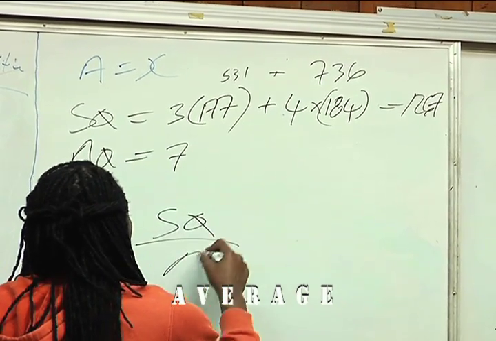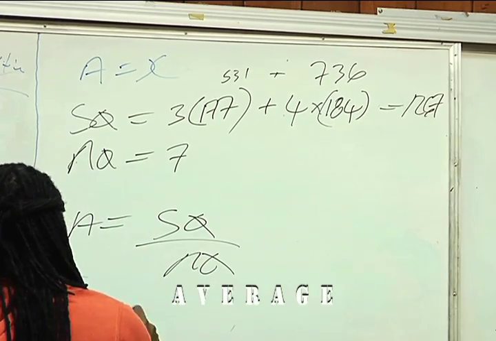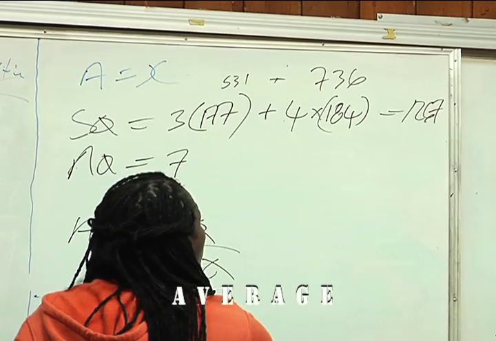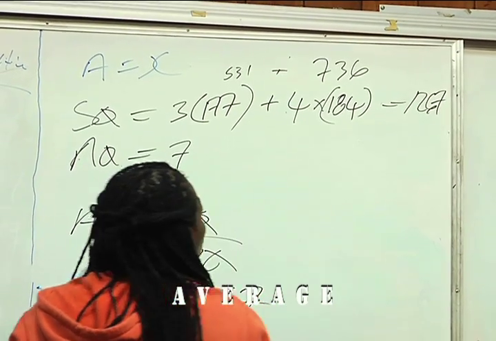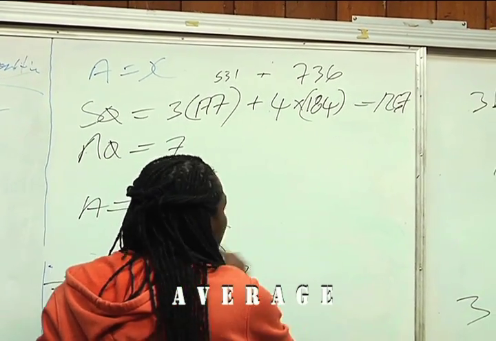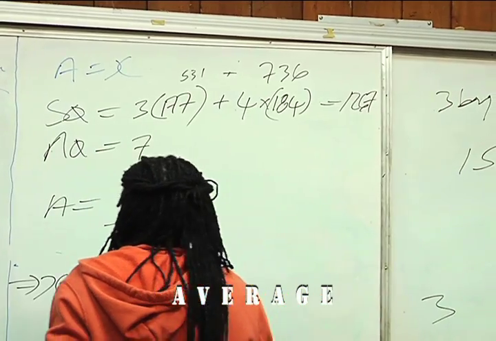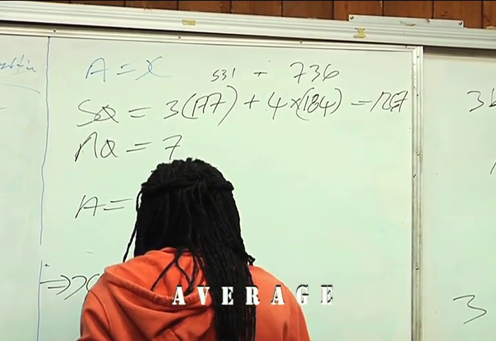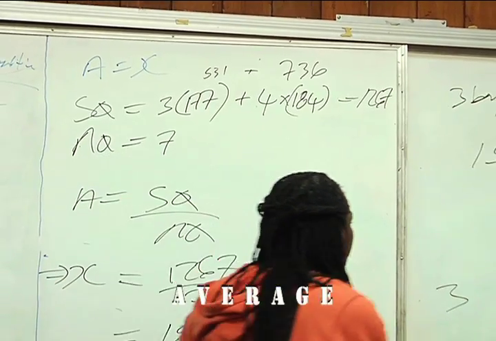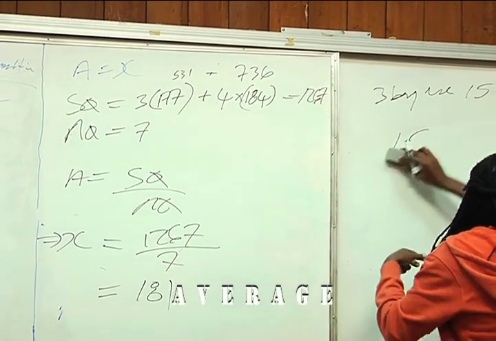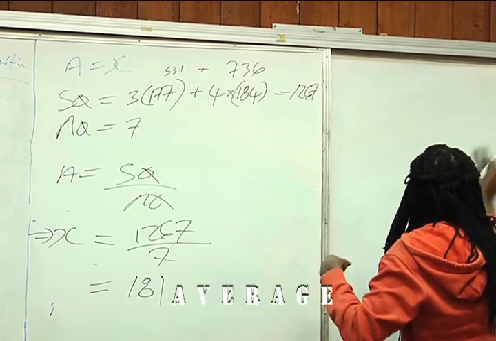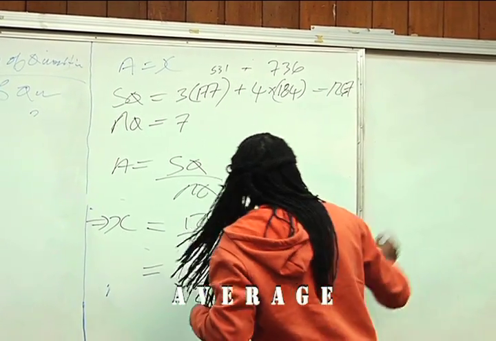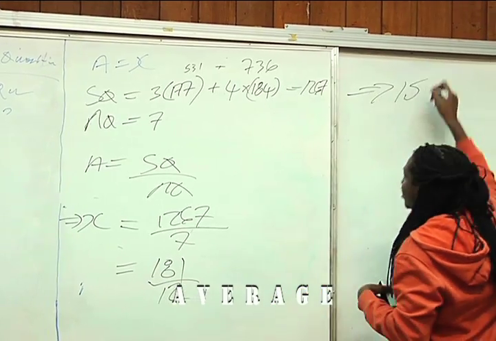SQ over NQ. Right? So therefore, this implies that X is equal to SQ, 1267 over NQ, equal 181. Are we finished? Why are we not finished? Because we want to transfer it back to years. So therefore, you divide this by 12. This implies 15 years.